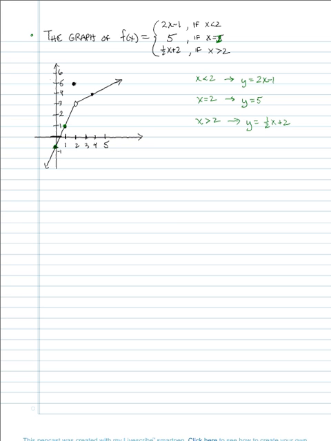Now, once we have this graph, we can see that the only suspect place, of course, is at x equal 2. And so we can see by looking at the graph that we have a discontinuity there. We can also look at the graph and note three things. That f of 2 exists.